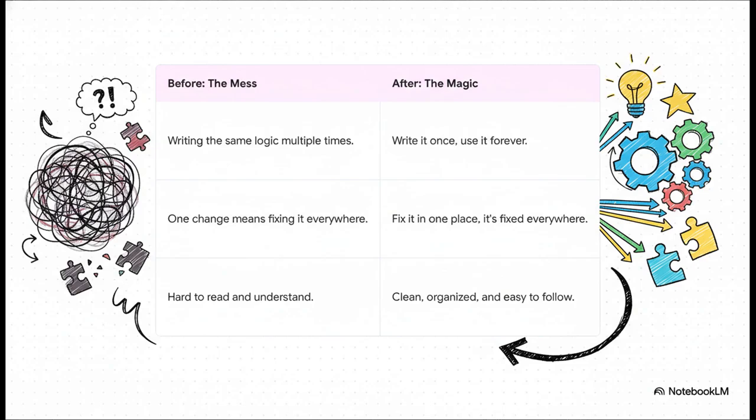And this slide, well, it just lays it all out, right? On the left, that's the mess, the same code everywhere, which is a total nightmare to update. But on the right, that's the magic of functions. You write your logic one time, and you can reuse it forever. And if you need to make a change, you fix it in one spot, and poof, it's updated everywhere. It takes your code from this confusing mess to something that's just crystal clear.